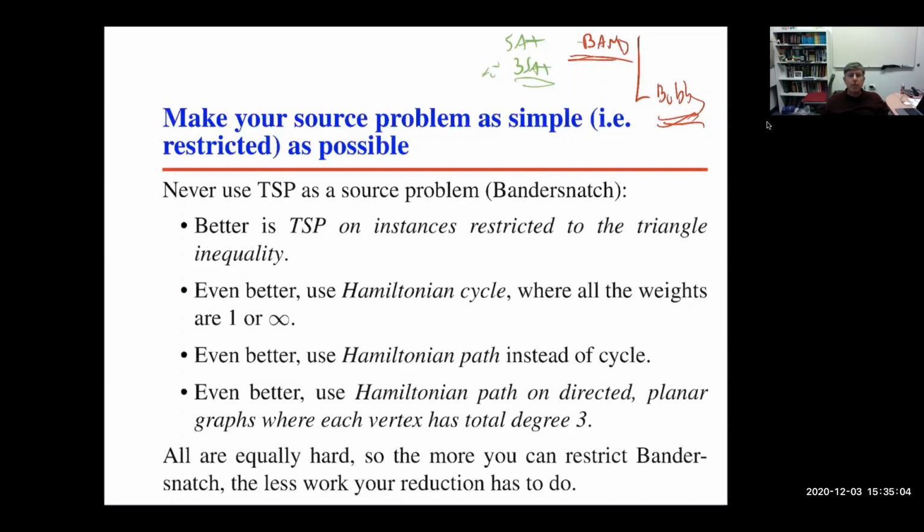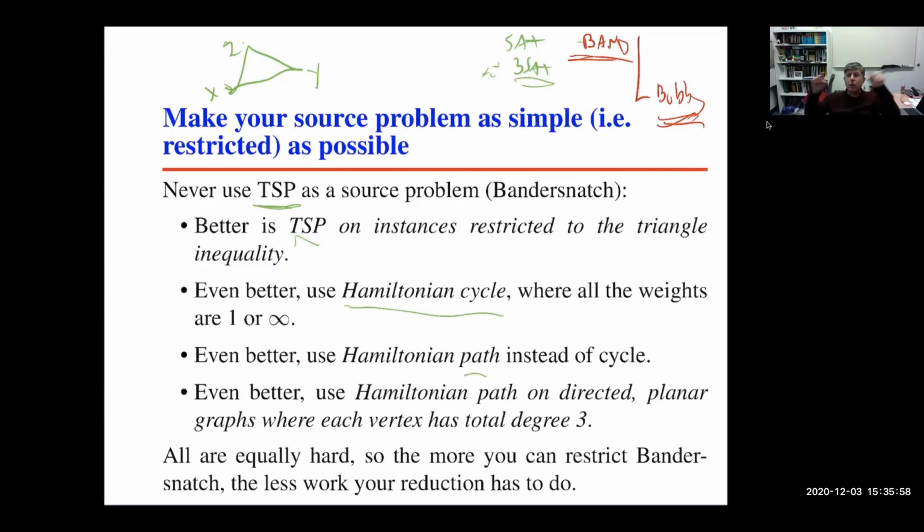So when I am proving things NP complete in the real world, I will never use traveling salesman problem as my Bandersnatch. Why? Because I would like something restricted. The traveling salesman, where the graph has the triangle inequality, meaning the weights are such that the distance from X to Y is always less than the distance from X to Z plus Z to Y. That problem is hard. But even more restricted is the Hamiltonian cycle problem. Given a graph, find a way to walk over all the vertices such that you visit every vertex once before getting home. That's a simpler version of TSP. Okay?